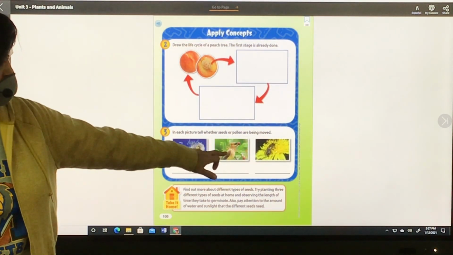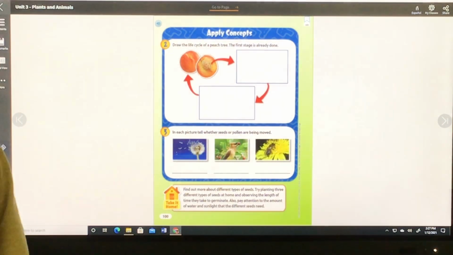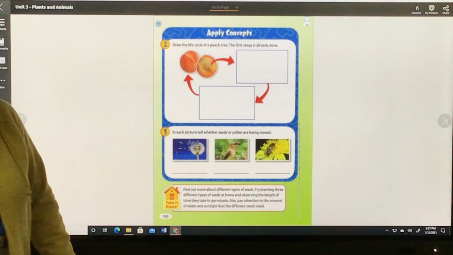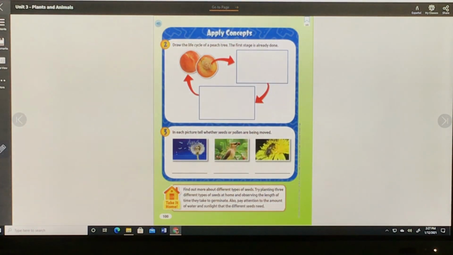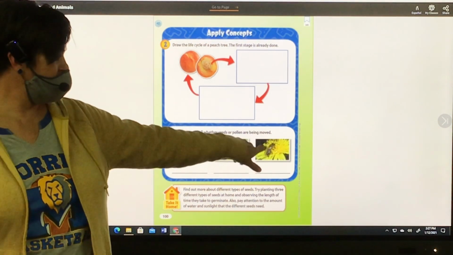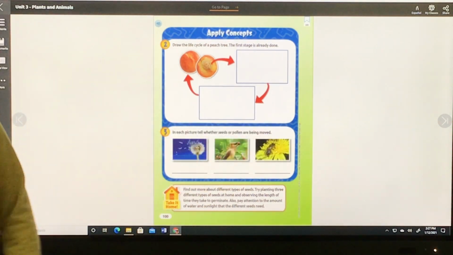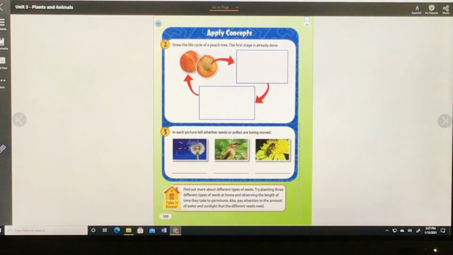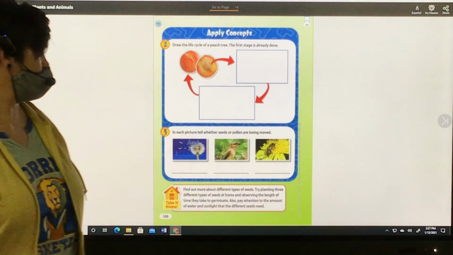How about the bird here? Seeds or pollen? Seeds. Because what's inside that fruit? Seeds. How about the insect in the flower? Seeds or pollen? Pollen.